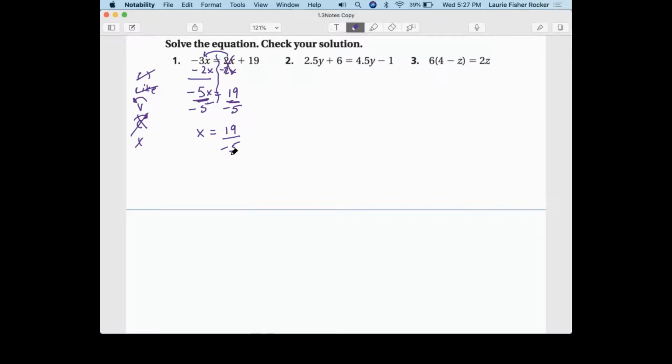You can leave it like that. If it says, no, I want a mixed number, then you can make it a mixed number. If it's no, I want a decimal, then you can make it a decimal. But for algebra, the further and further you get in algebra, leaving it in this rational form is super acceptable.